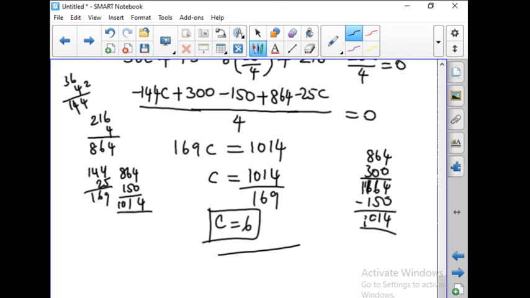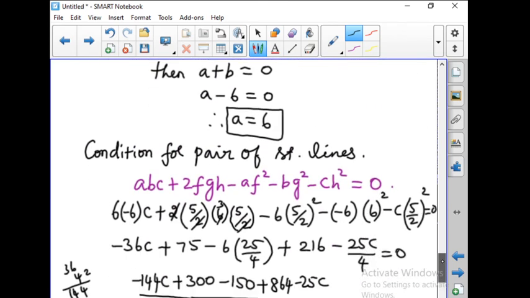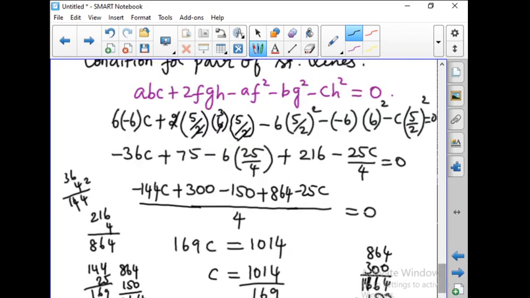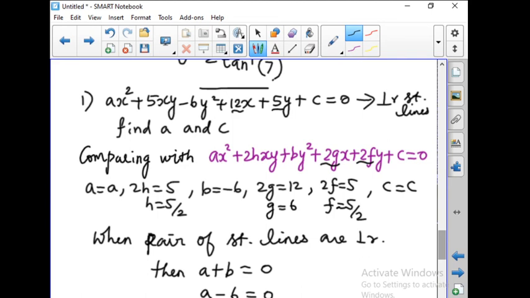So using the given condition abc + 2fgh − af² − bg² − ch² equals 0, we find the value for c. And using the condition for perpendicular lines, we can easily calculate the value for a.